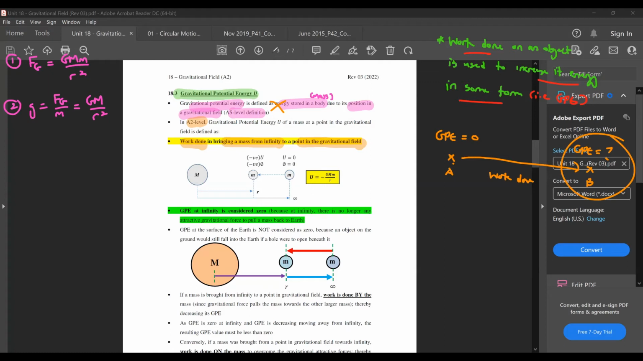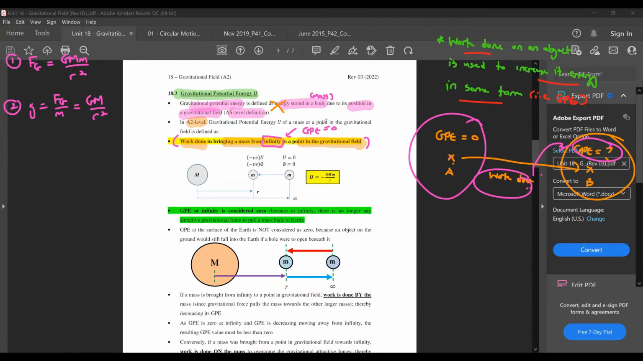Okay, because the baseline is that you started off from 0 at some point where GPE is defined as 0. If you bring it to some other point inside a gravitational field and you do work, whatever work that you've done is actually the GPE at that point. That's why the definition is like this right now, where they say to you, work done in bringing a unit mass from infinity to a point in the gravitational field. Okay, the thing here is that when you are at infinity, your GPE is actually 0.